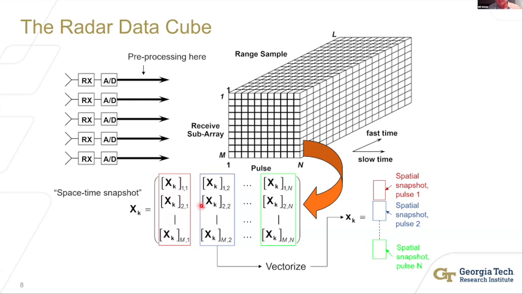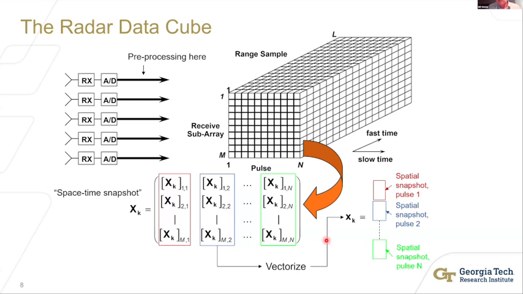Now, it's inconvenient to process a matrix, so we'll stack each column one beneath the other, and we'll end up with something known as the space-time snapshot, where each of these colored blocks corresponds to the spatial channel collection for a given pulse. So the goal of processing and getting that pixel in the range Doppler map, like I just described, involves weighting each of the voltages in this vector of length MN and taking the inner product of this weight vector with the data to get a complex scalar.